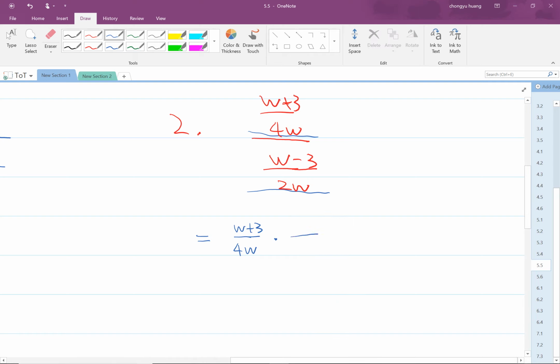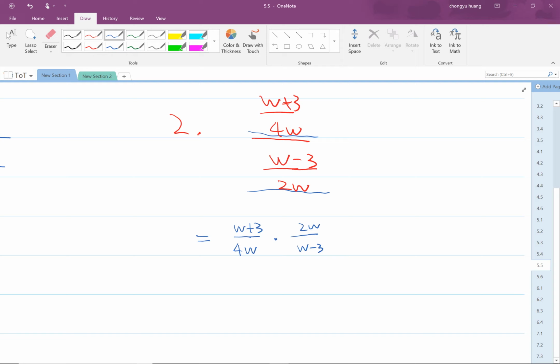Those actions make sense, right? Because we already simplified everything, and the thing we can do right now is basically flip it, right?